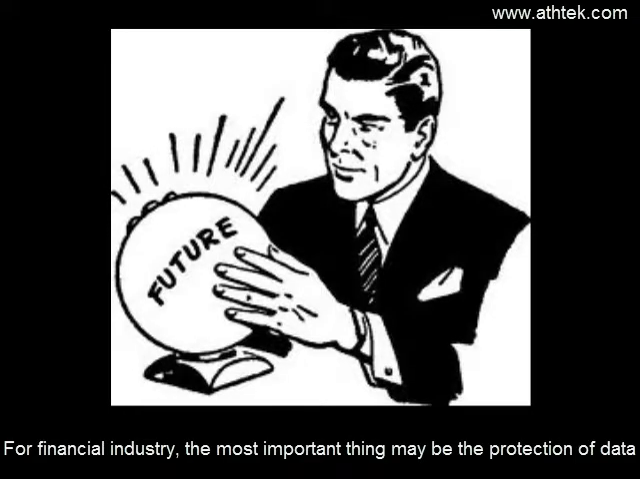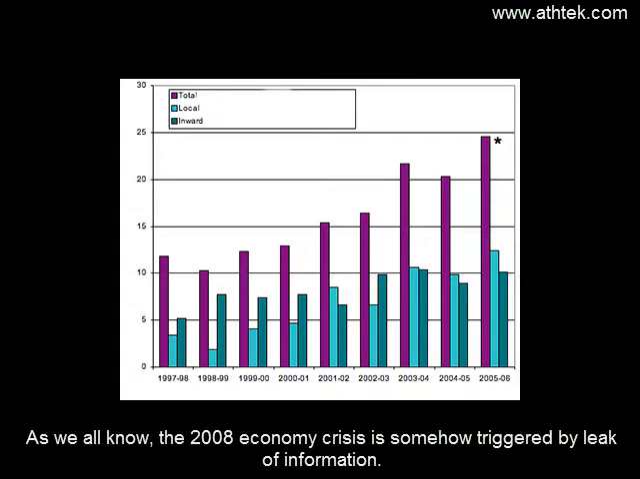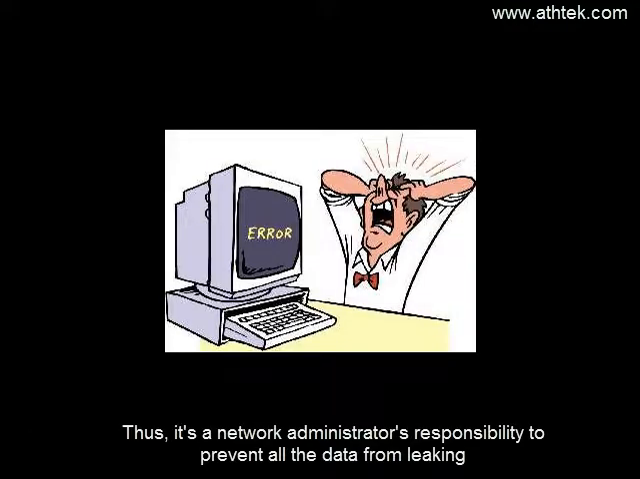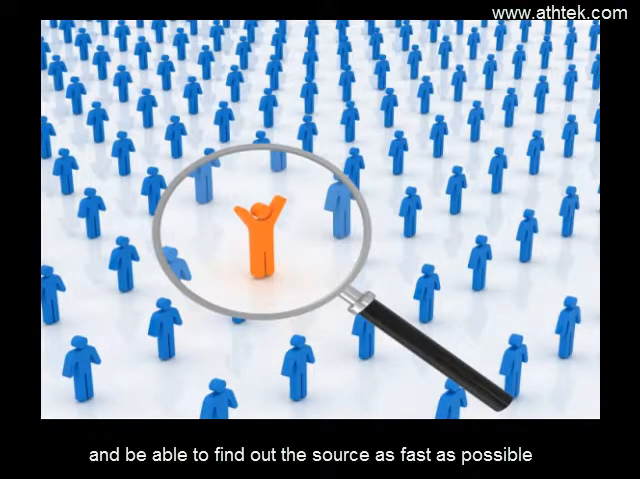For the financial industry, the most important thing may be the protection of data. As we all know, the 2008 economic crisis was somehow triggered by a leak of information. Thus, it's a network administrator's responsibility to prevent all the data from leaking and be able to find out the source as fast as possible.